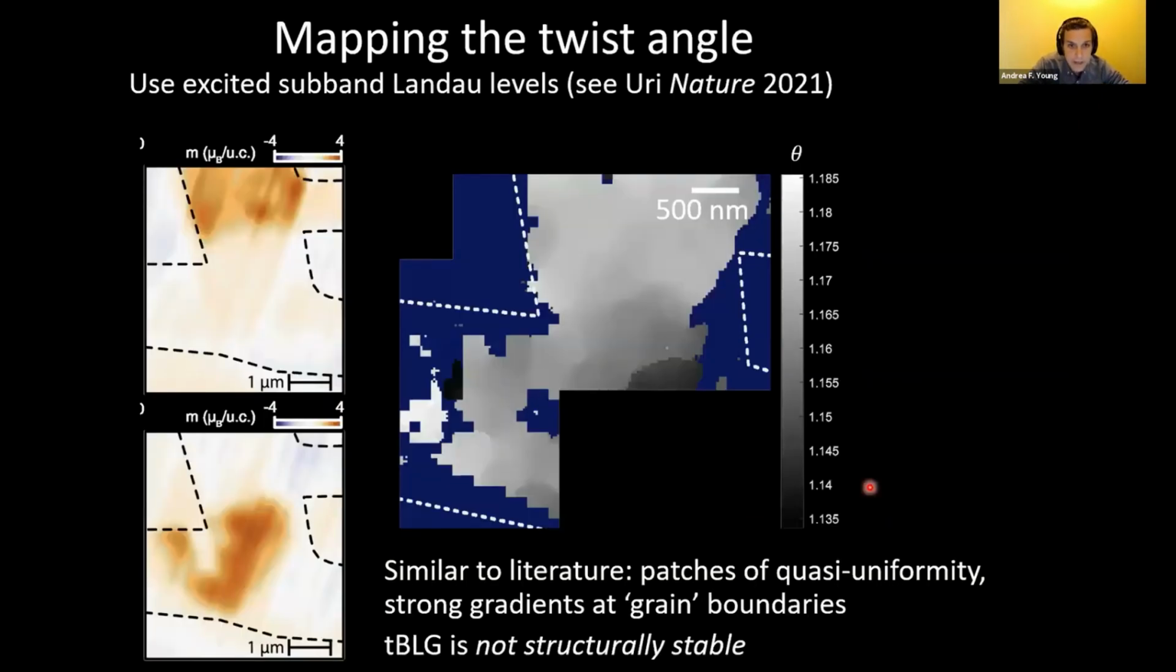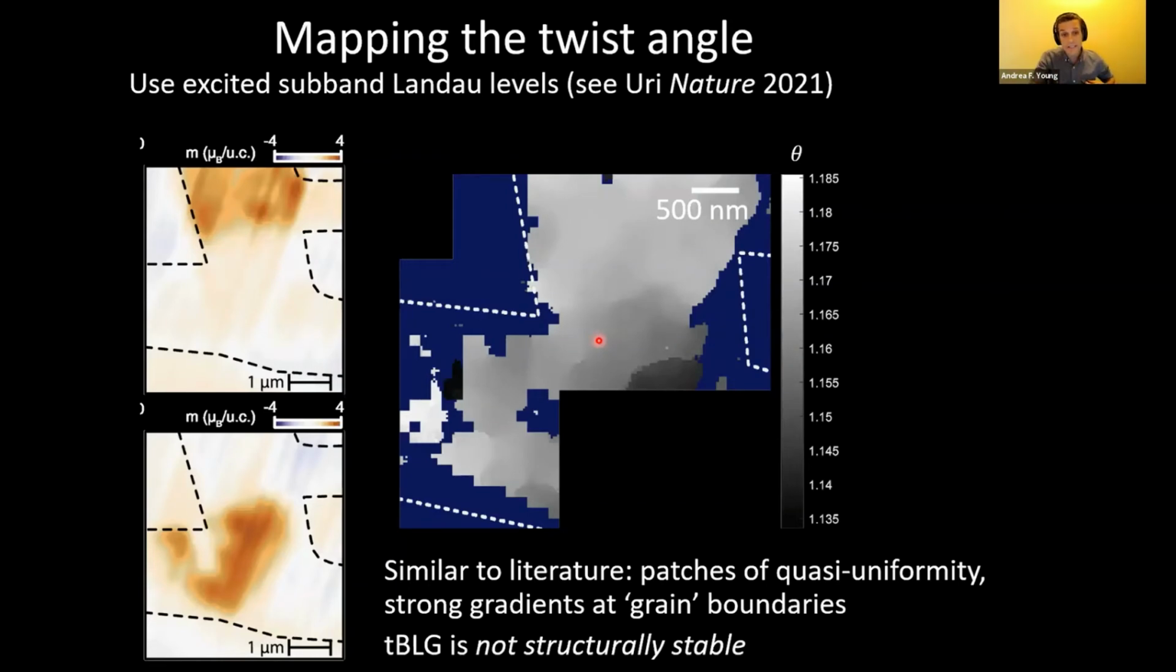So to try to understand this a little bit more clearly in terms of structure, what we've been doing lately is trying to map out the microscopics of the twist angle in these structures. So you can use an excited subband Landau level. This is a technique that was pioneered by Eli Zeldov to map twisted bilayer twist angles. Basically, you're just looking at the density where certain features appear that you know are correlated to twist angle.